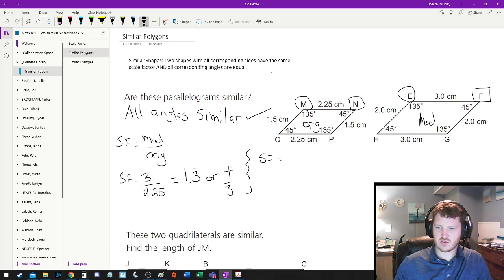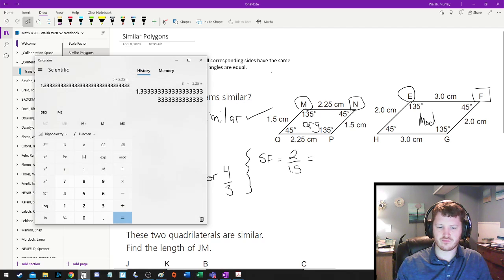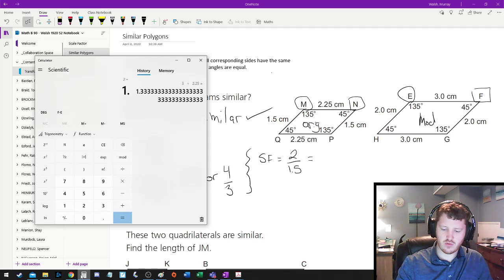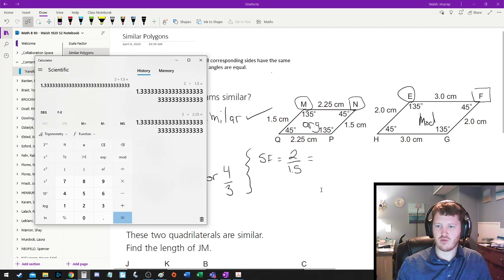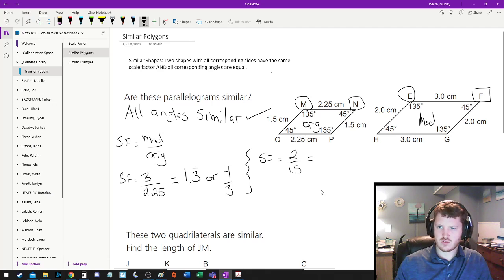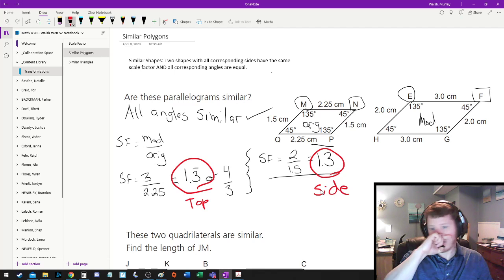If we wanted to do the side, our scale factor is again going to be model over original. So the model is 2 divided by 1.5. On our calculator, 2 divided by 1.5 is 1.3 repeating again. Here we can see that our scale factor for the top and our scale factor for the side are equal. So these are similar shapes.